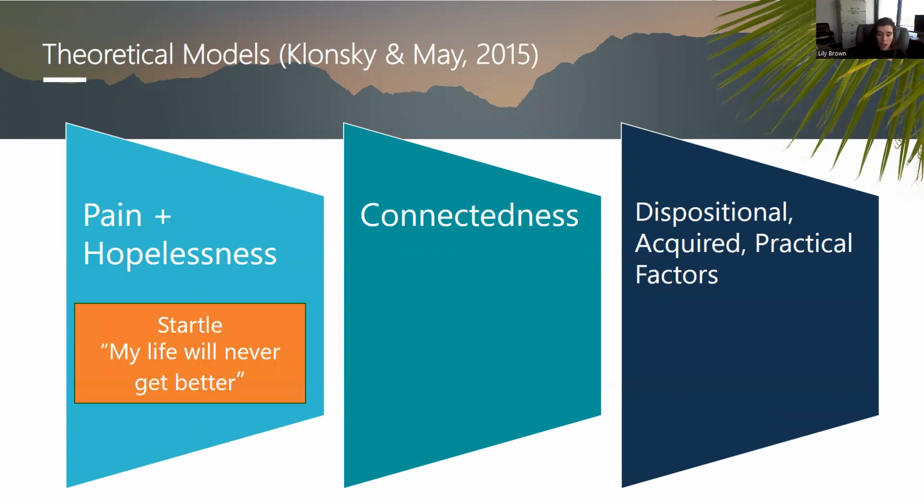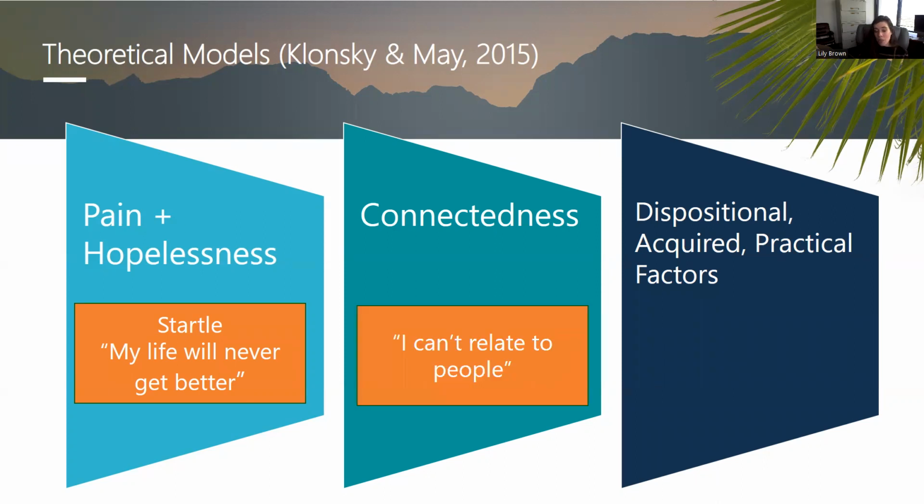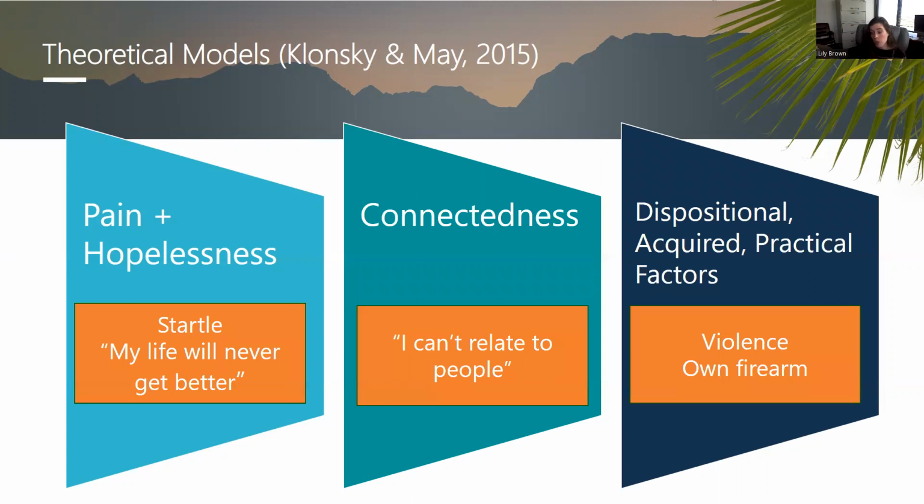To give you an example, a person might be struggling with symptoms of PTSD, or post-traumatic stress disorder, and might feel pain in the form of a startle response, feeling like I just can't relax, everything makes me jump. They might start to have thoughts about that startle response, like my life's never going to get better. People with PTSD also start to feel like I just can't relate to people in the way that I used to. And people who are feeling that way might be starting to have more severe thoughts about suicide. In the case of PTSD, exposure to violence or trauma is an important acquired risk factor, something that you experience during the course of your life. And a person who's been exposed to a trauma might be more likely to own a firearm because they're feeling unsafe in their world. But owning a firearm can put them at higher risk for making a suicide attempt.